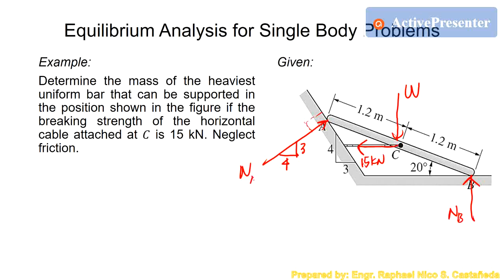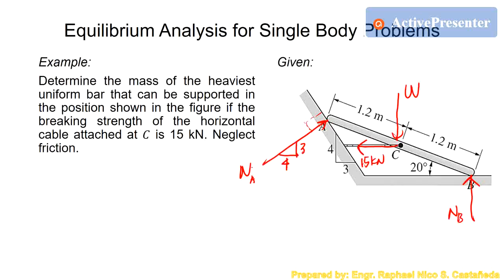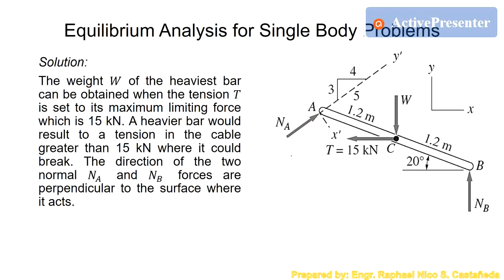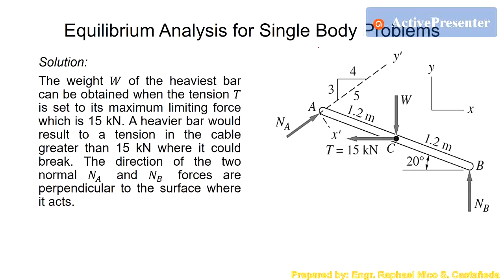This is the normal reaction at A. So it will look like this. Again, 4 horizontal, 3 vertical. So this one right here, 4 horizontal, 3 vertical. So the weight W of the heaviest bar can be obtained when the tension T is set to its maximum limiting force.